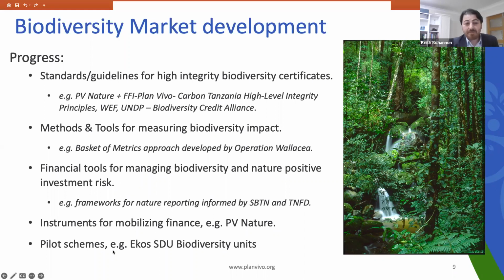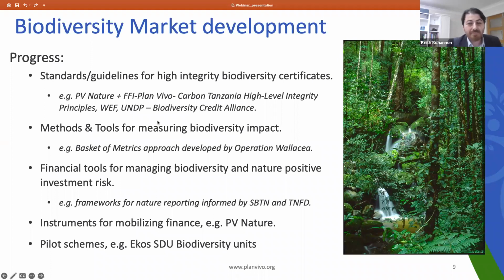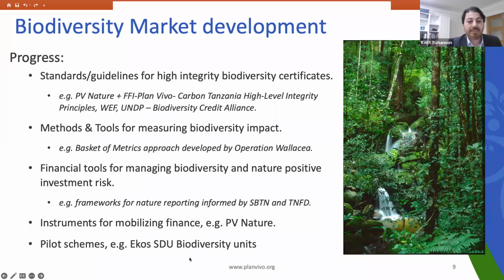There's also been a number of pilot schemes. Again, we've got our own pilots as part of this development, which you'll hear more about from Turrell. And there's others in this space, partners we work with in New Zealand called ECOS have also developed their own initiative called Sustainable Development Units, which also has a strong biodiversity element. So lots happening in this space, and it seems like a very good time to try and develop something to fit in to meet this demand.